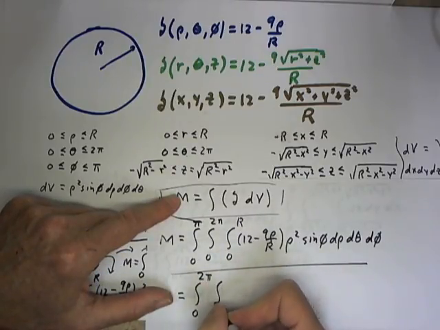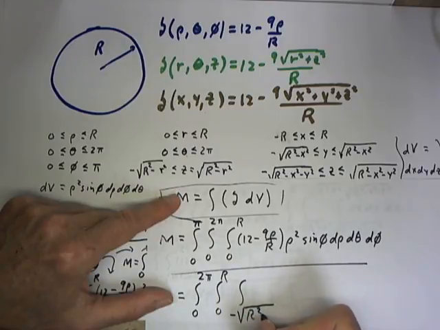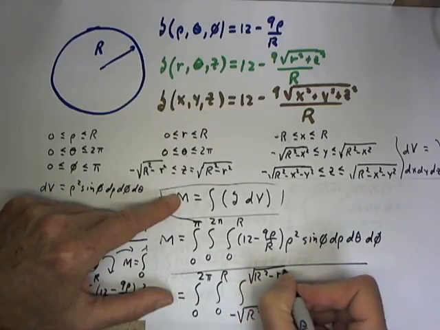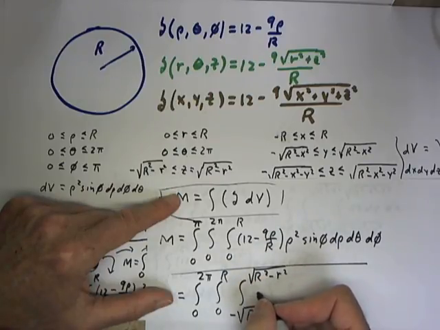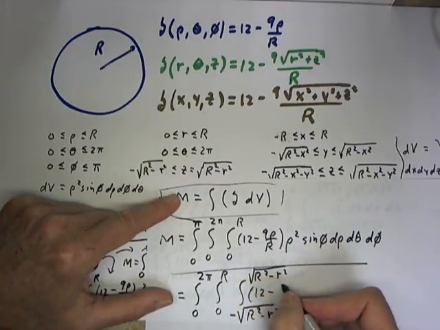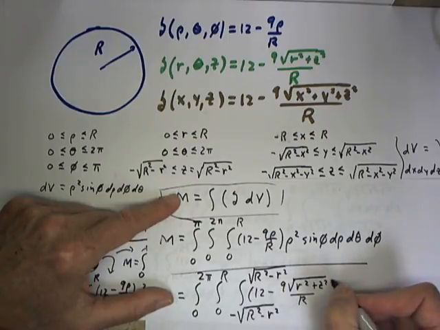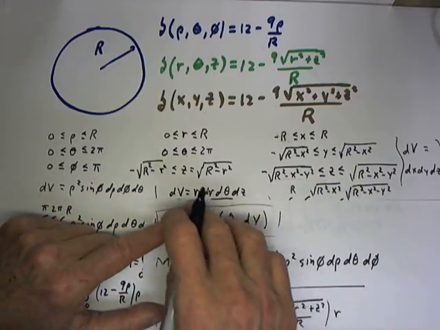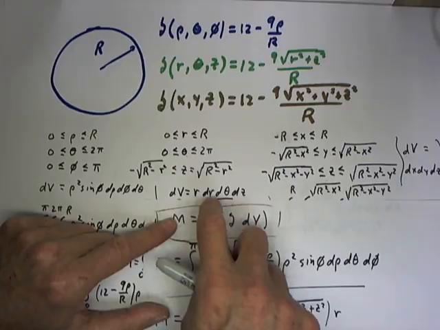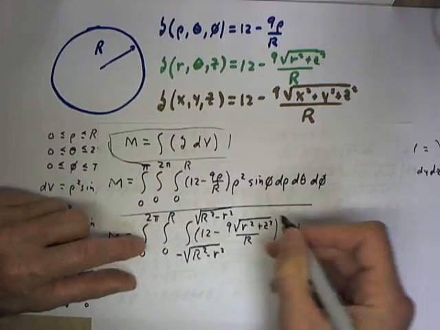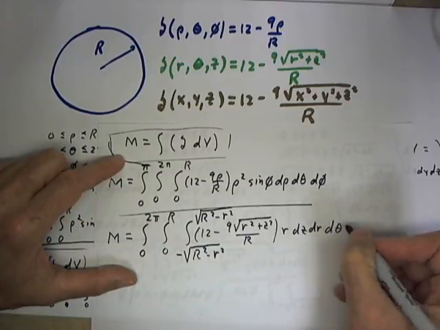So we'll go from 0 to 2 pi, from 0 to big R, from negative square root of big R squared minus little r squared to the square root of big R squared minus little r squared. Our density function is 12 minus 9 times the square root of r squared plus z squared over big R. And then that's going to be times our volume increment being r dr d theta dz, with again r, theta, and z being in fairly arbitrary order. So we first integrate with respect to z, then with respect to r, then with respect to theta.